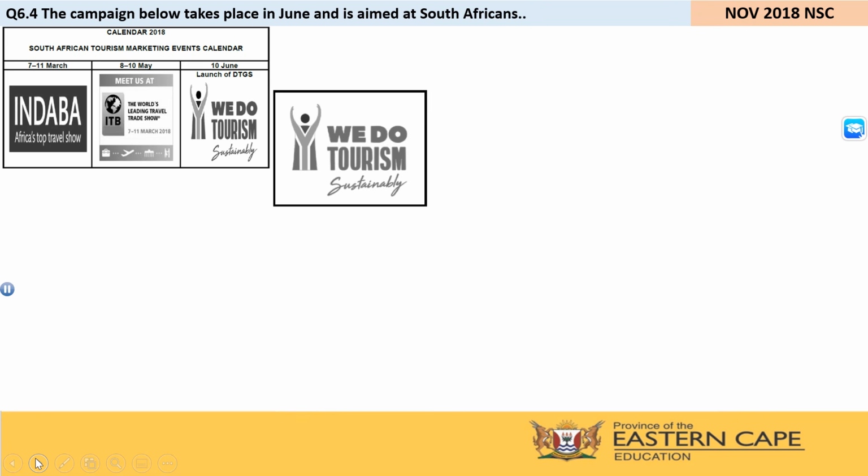There you have on the top left-hand side a calendar for 2018, and 3 specific events are given on that calendar. The first one is the Indaba during March, the ITB in May, and the launch of the domestic tourism growth strategy, We Do Tourism Sustainably, in June.